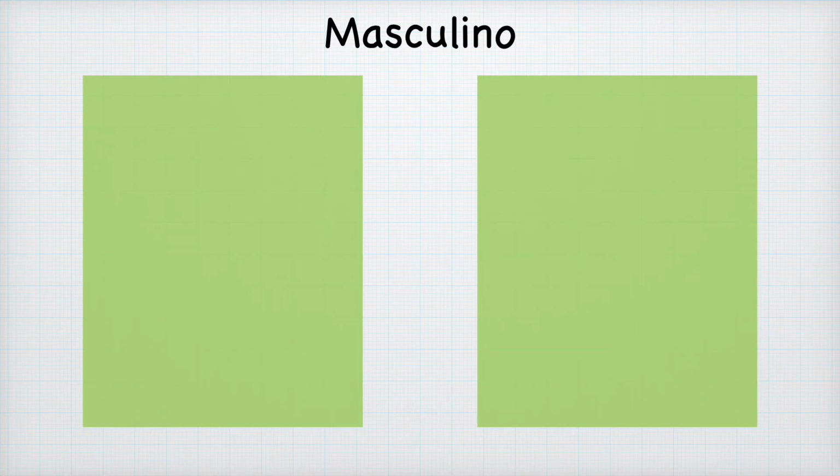For singular masculine nouns, we will use un, and we can make them plural by using unos.